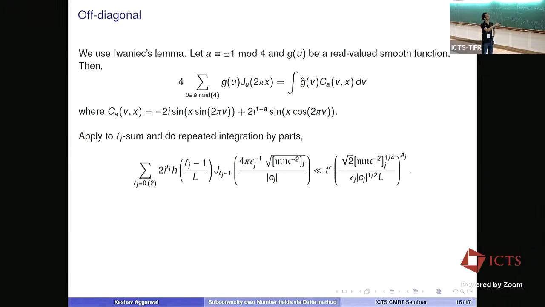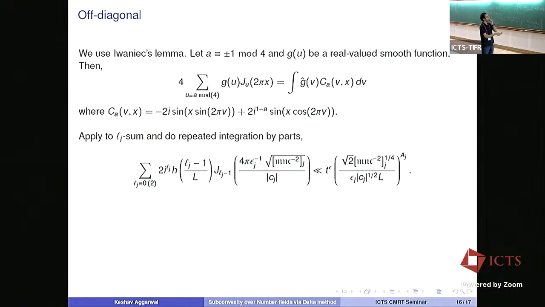So if a is congruent to plus or minus 1 modulo 4 and g is a sufficiently nice function, then you have a certain average of the weighted J-Bessel functions, in a certain form of this integral. And you are actually then able to isolate what the oscillations look like, and you're able to apply stationary phase analysis, or you're able to apply integration by parts. And as soon as these parameters satisfy certain conditions, you are able to get arbitrary savings. So that's the kind of thing that we also use.